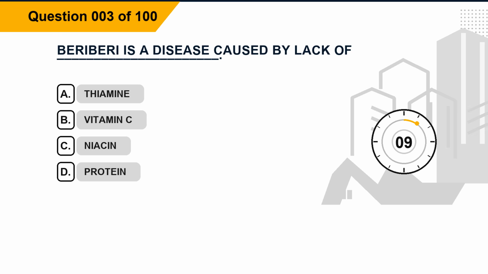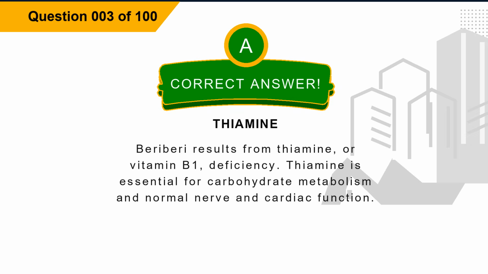Question 3. Beriberi is a disease caused by lack of blank. Option A, thiamine. Option B, vitamin C. Option C, niacin. Option D, protein. The correct answer is option A, thiamine. Explanation. Beriberi results from thiamine, or vitamin B1, deficiency. Thiamine is essential for carbohydrate metabolism and normal nerve and cardiac function.